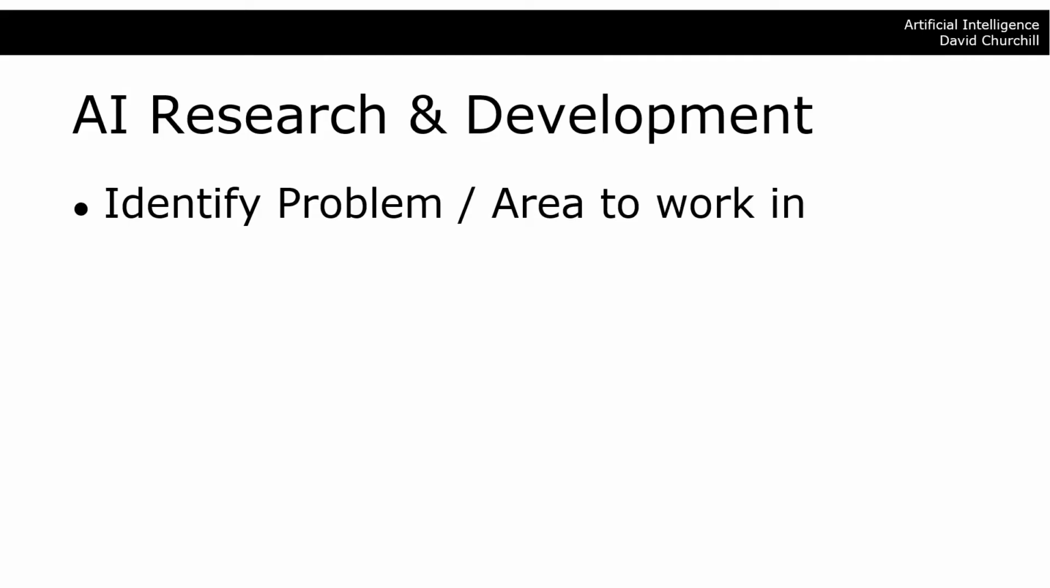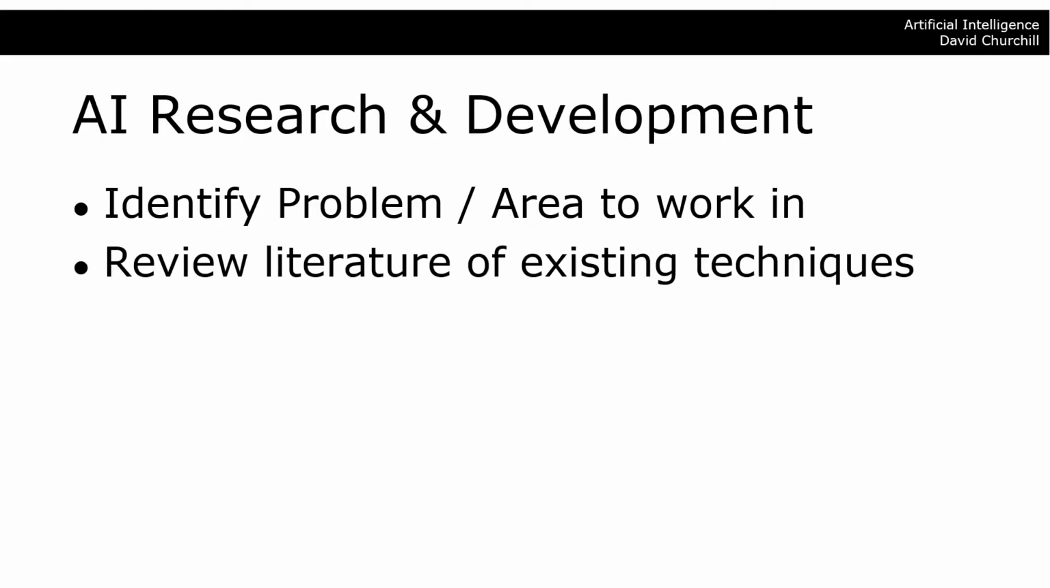Well, first, we have to identify a problem or an area to work in. So say, for example, you may really care about neural networks. And so you say, I'm going to do some research in how to improve the performance of neural networks. Or you may have a problem domain that you really care about. For example, the forestry industry. And so you'll take an algorithm and try and apply it to that specific industry.